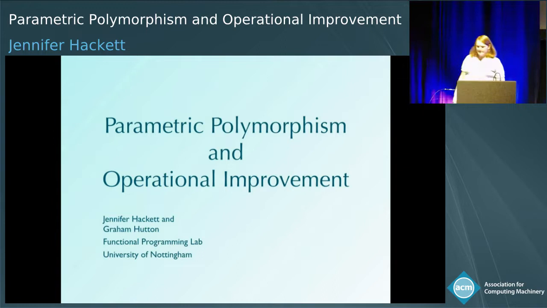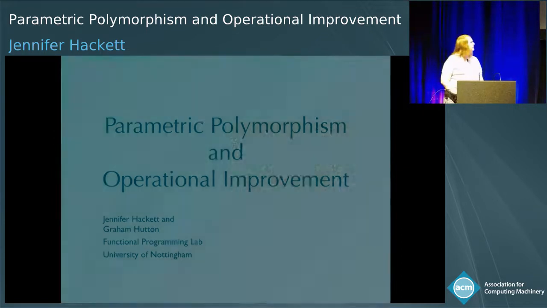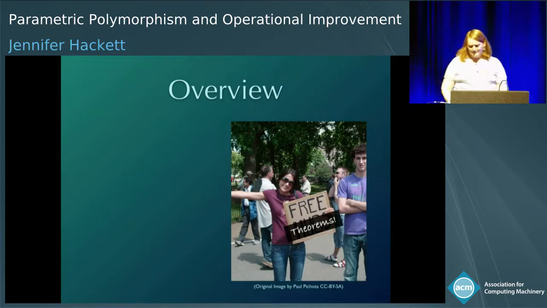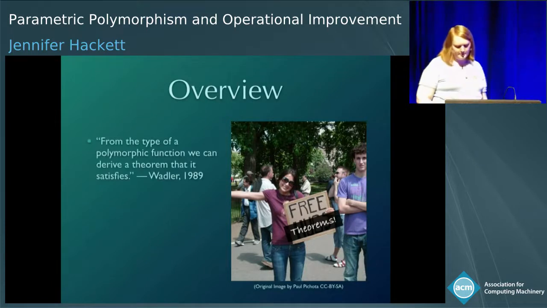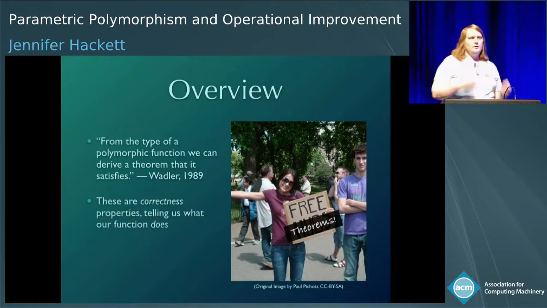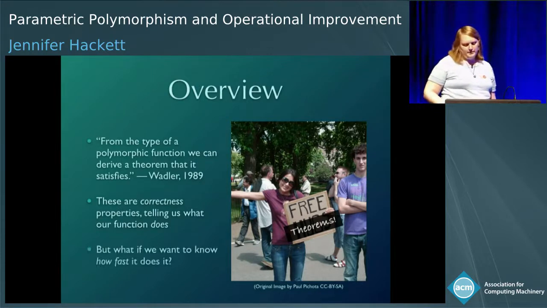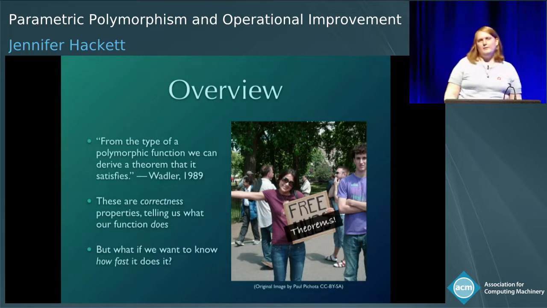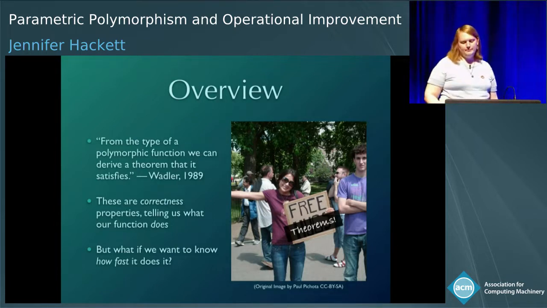Right, thank you. This is a talk about free theorems. So, you may have read a paper, a relatively famous paper, that says from the type of a polymorphic function we can derive a theorem that it satisfies. Now, usually we think of these as correctness properties that tell us what our function is actually doing. They're like equational properties. You can transform this into this, and it does the same thing. But what if we actually want to know about something operational, about how fast this is actually happening?